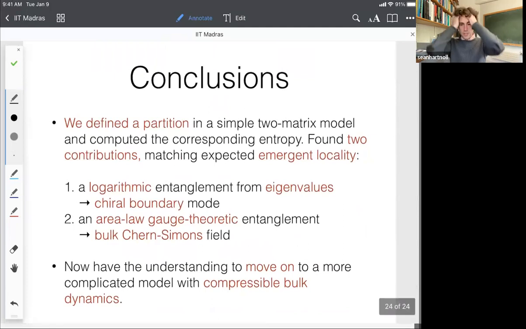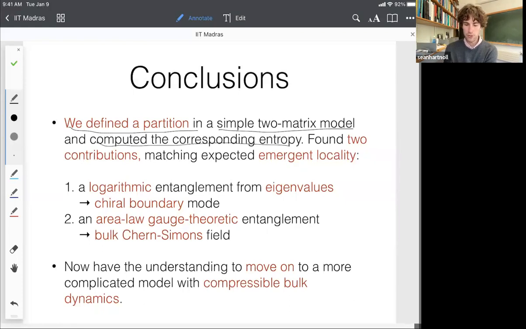Okay, so to summarize, sorry for overrunning and starting late. Two sins in one. So we defined a partition in a simple two-matrix model. Remember, it's a funny area of research, right? We're trying to find the question. The idea is: what is the partition whose entropy has some nice properties that sort of looks geometric in an emergent space? And we computed the corresponding entropy.